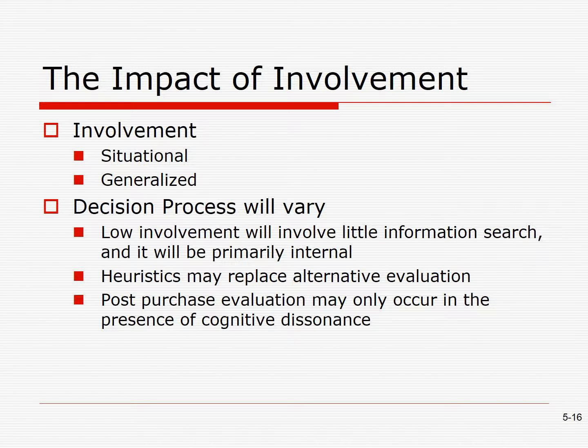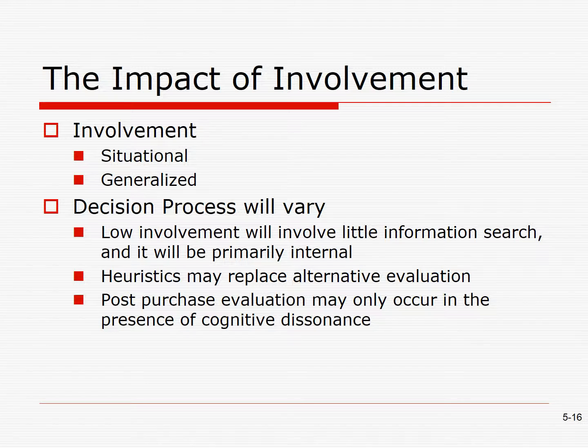Low involvement decisions, so for example, buying a bag of potato chips, where am I going to go for lunch today? I need some toilet paper, and I don't care much about toilet paper, I just need some. Those types of decisions will generally involve little information search, and what information search occurs will be primarily internal. So the next time I'm going to lunch, I'm probably not going to do many Google searches for where should I go to lunch today.